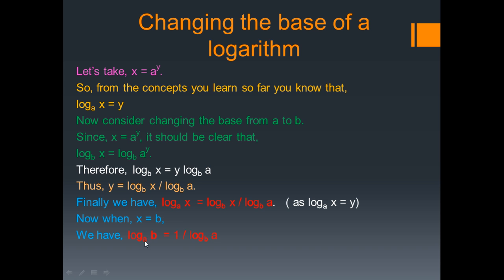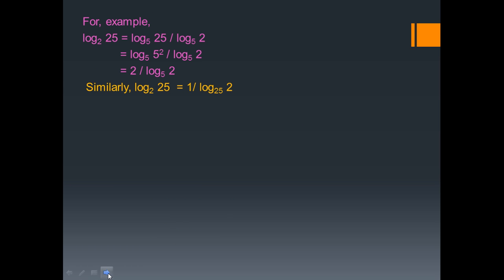Generally you can change the logarithm in two ways. One way is that you can change the base completely, in this case from a to b. The second way is that you keep the base and the value intact but swap them: b comes here, a comes here, but you have to take the inverse of that.